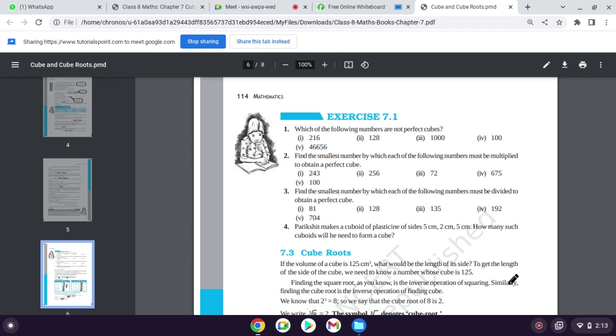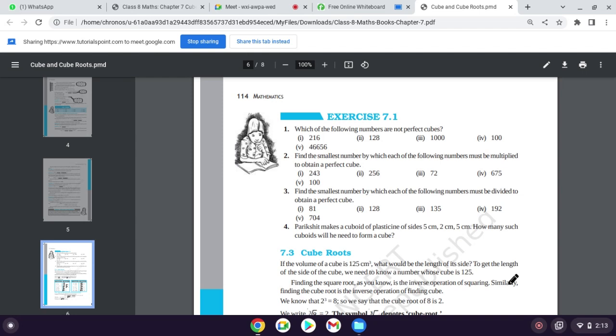Okay, so question number 3 says, find the smallest number by which each of the following numbers must be divided to obtain a perfect cube. We again have to find the smallest number which is divided, not the multiple, to obtain the perfect cube. For example, for 81, if we divide 81 by that number, it will become a perfect cube.